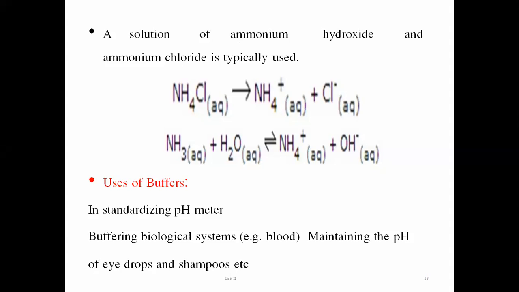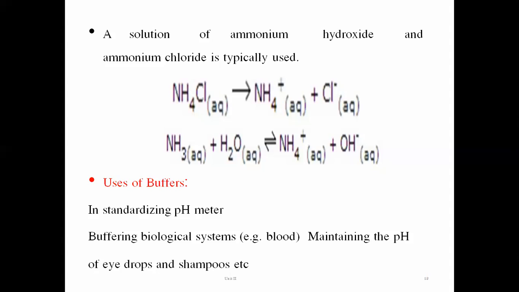Now what are the significance and applications of buffer from the pharmaceutical point of view? For the standardization of pH meter. Now there is one instrument in the laboratory to check the pH of any solution. This is known as pH meter. And if we want to do the standardization or calibration of the pH meter, whether the pH meter is working properly or not, that we can check by using these buffer solutions.